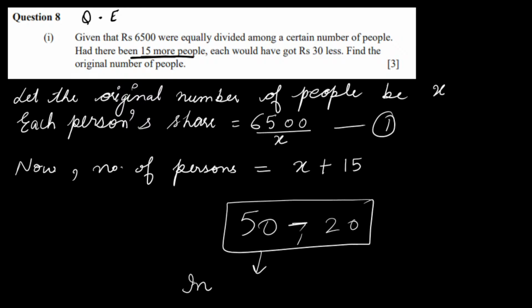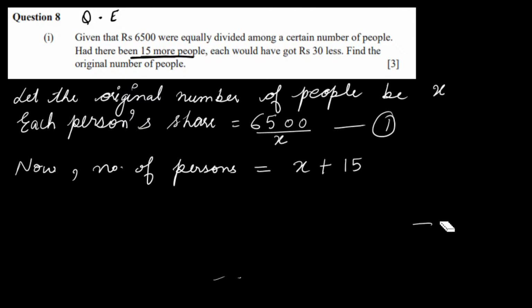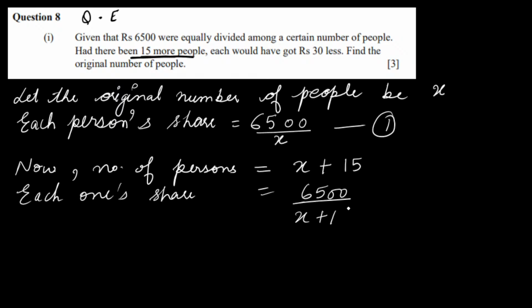The difference of the initial share, or original share, is given to us. So their difference is given to us as 30. So the difference of the share is given to us as 30. So now we can find how much share each one has. Share, we know, is total amount divided by total number of people.